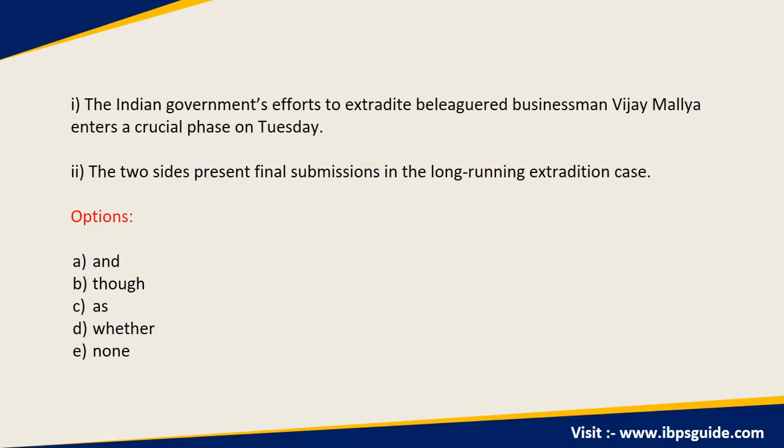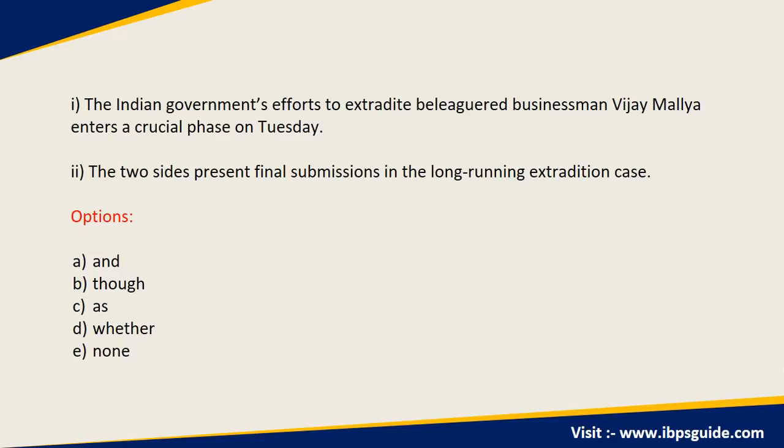Next question. The Indian government's efforts to extradite beleaguered businessman Vijay Mallya enters a crucial phase on Tuesday. Second sentence. The two sides present final submissions in the long-running extradition case. Let's try to understand the meaning in the sentences before we try to figure out the correct answer. Now, both sentences are talking about the extradition case of Vijay Mallya. Extradition means to hand over the criminal to the jurisdiction where the crime was committed.